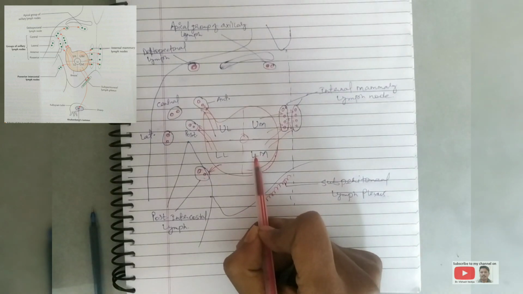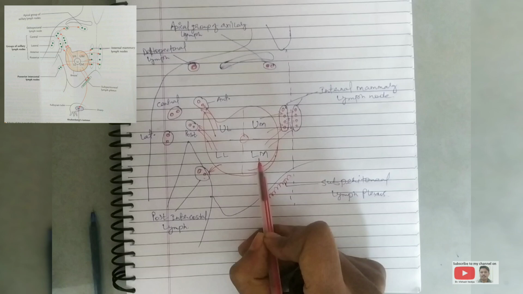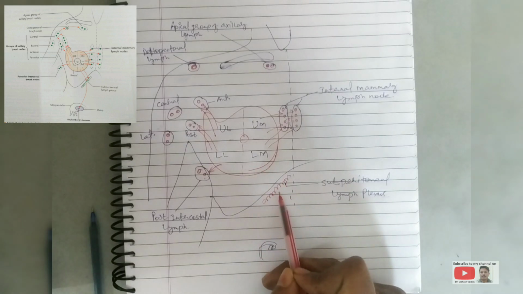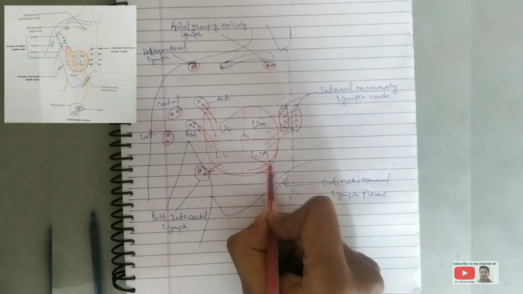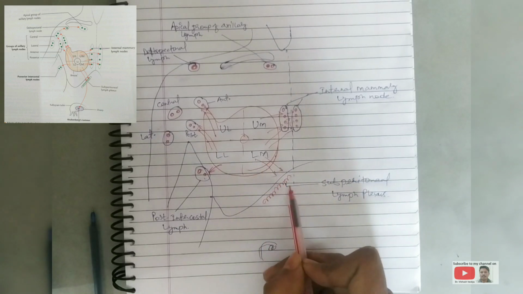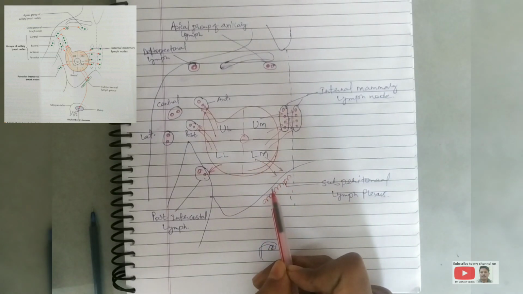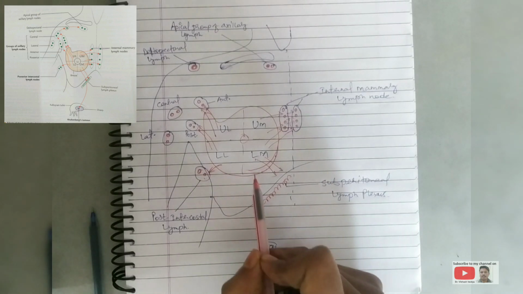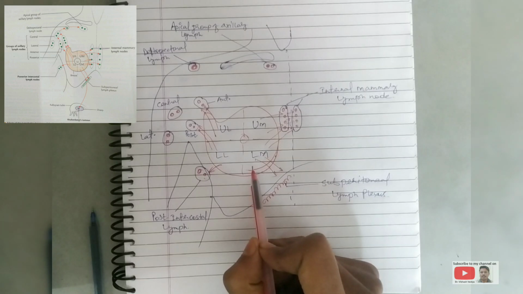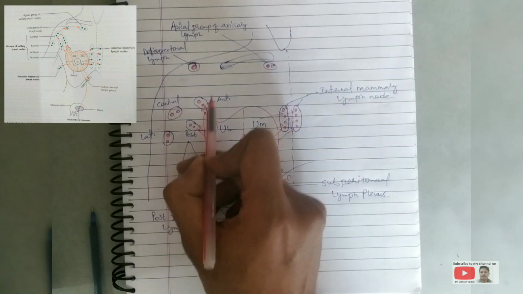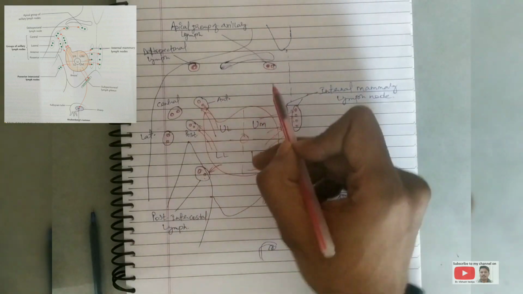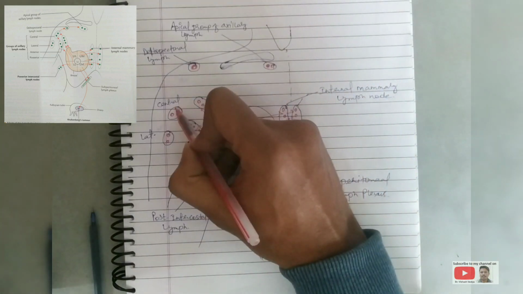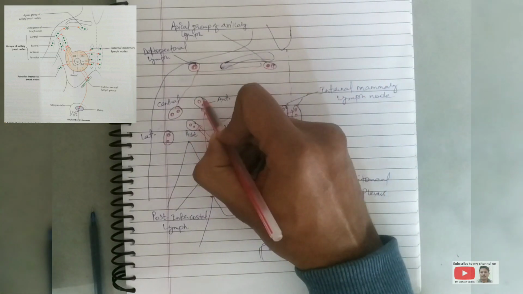Then a few vessels from the lower medial quadrant of the breast pierce the anterior abdominal wall and communicate with the subdiaphragmatic and subperitoneal lymph plexus. And the lymph vessels from the deep surface of the breast pierce the pectoralis major muscle and clavipectoral fascia, and drain into the apical group of lymph nodes. So here we have the apical group of lymph nodes.